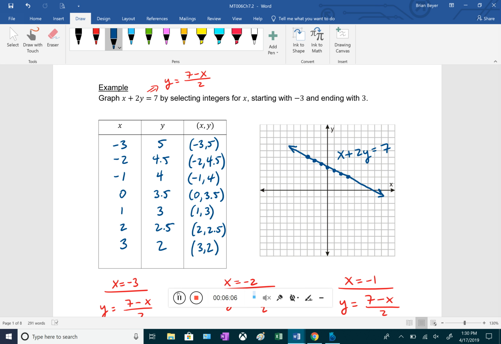So essentially the rest of the filled in line just represents the infinite amount of ordered pairs that we did not plot. Once we see the pattern, we can just fill in the rest of the line.